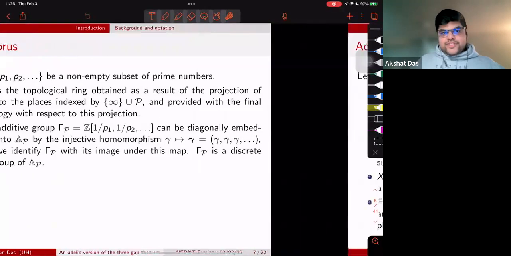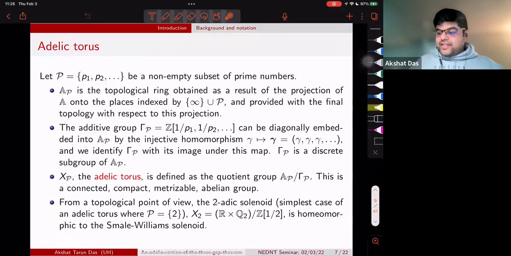So this finally helps us define the adelic torus, which is denoted by X_P, and it is the quotient group A_P mod gamma_P. This is a nice connected, compact, metrizable, and abelian group.